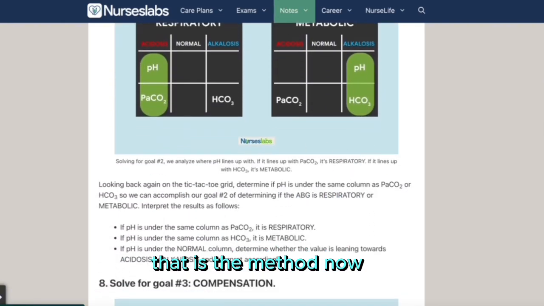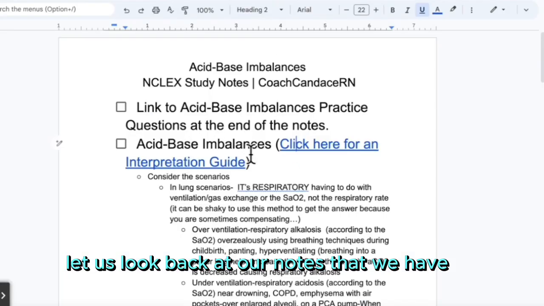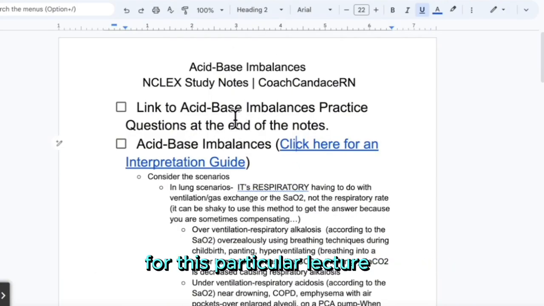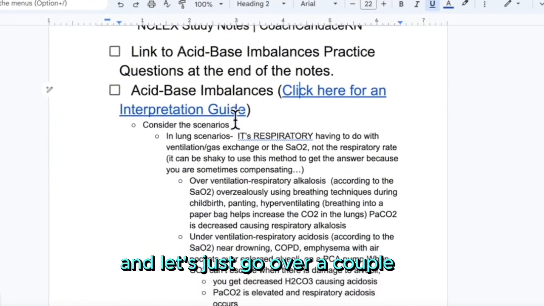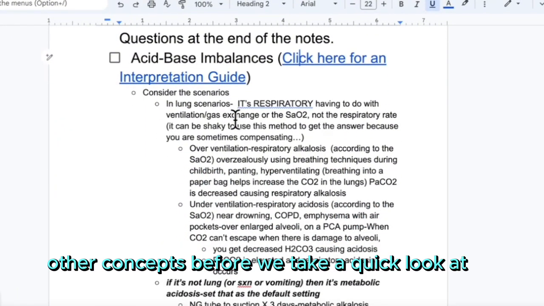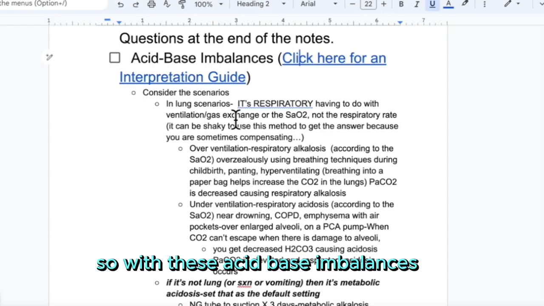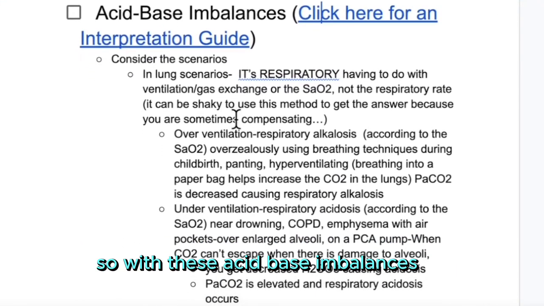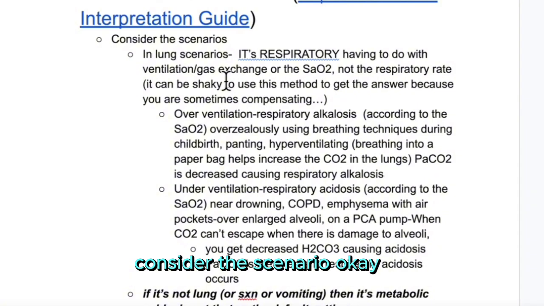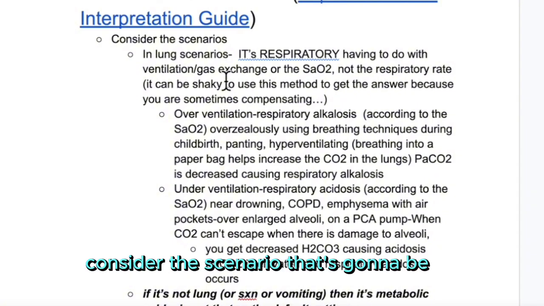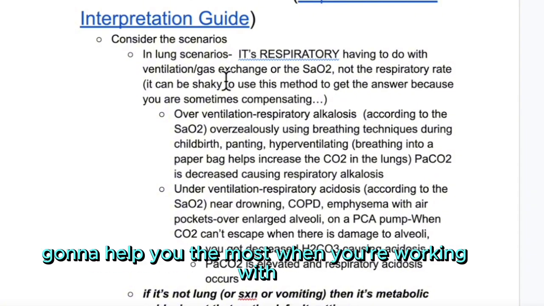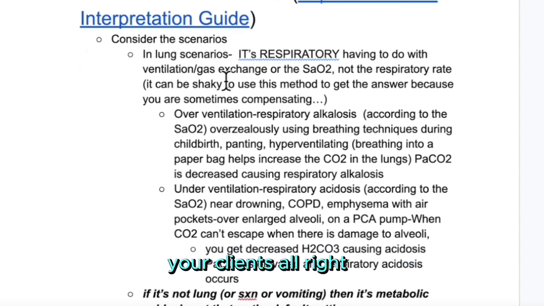That is the method. Now, let us look back at our notes that we have for this particular lecture, and let's just go over a couple other concepts before we take a quick look at a few practice questions. With these acid-base imbalances, consider the scenario. That's really going to help you the most when you're working with your clients.